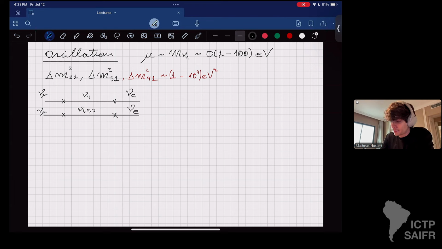Okay. So if you look at this picture, I only drew 2 different types of diagrams. And that's because if you are in this range, and if your L over E is such that you're looking for oscillations caused by this new mass splitting, then you essentially have an effective two-neutrino model.